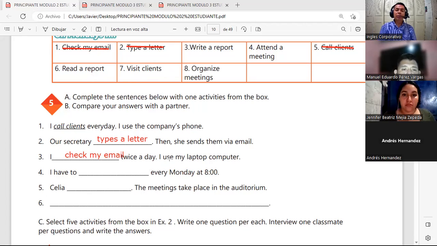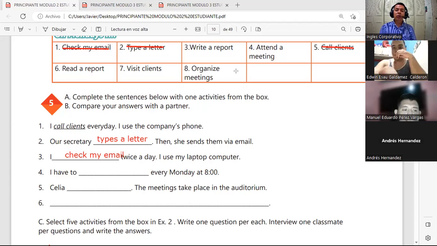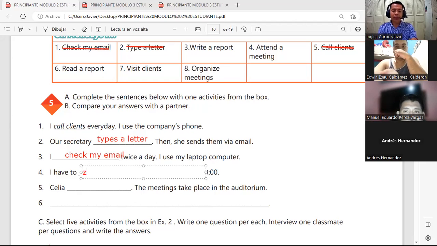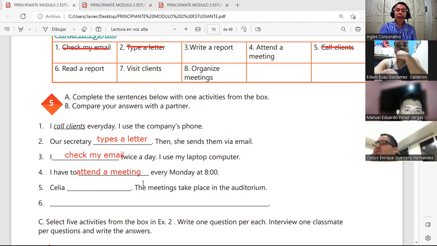I have to every Monday. What? I have to write a report. I have to attend a meeting. I have to read a report. I have to visit clients. I have to organize. Sorry? Attend a meeting. Okay, very good. Attend. Excellent. I attend. I have to attend a meeting, right? Every Monday, right? I have to attend a meeting. Good. Every Monday at 8 o'clock. So eliminate this.